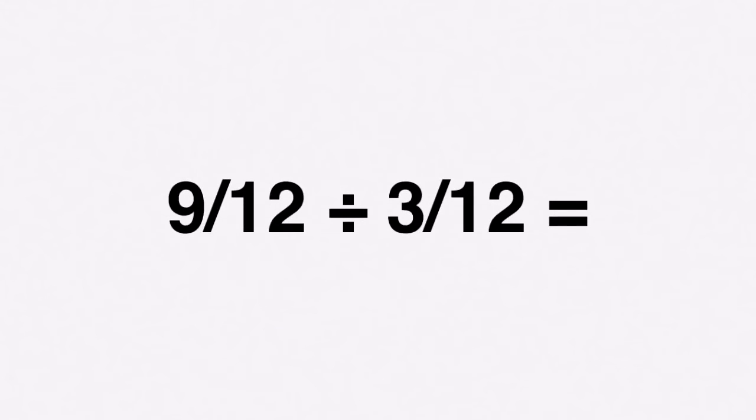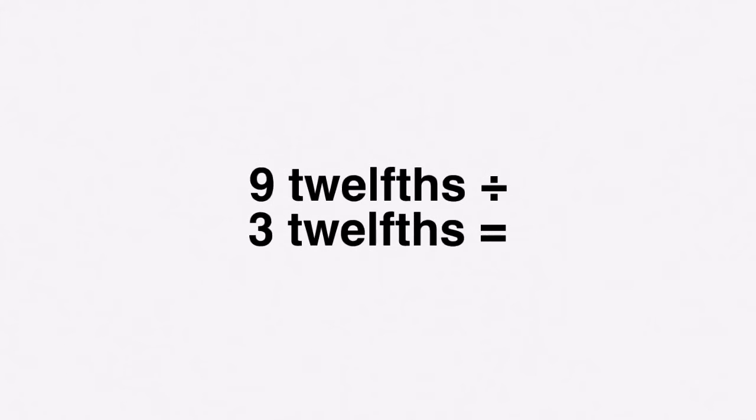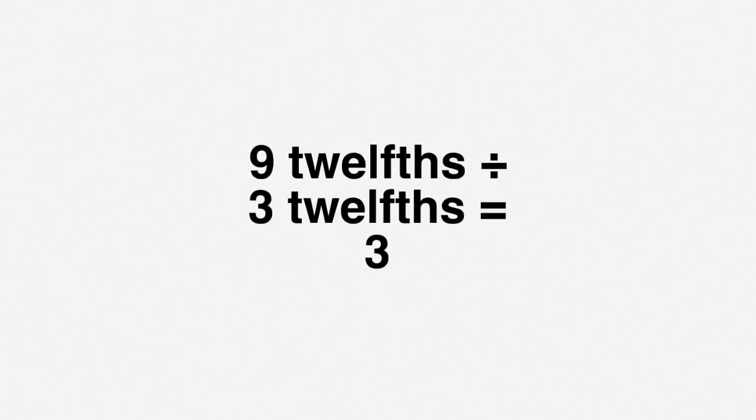Okay, new problem. 9 twelfths divided by 3 twelfths. Of course, written out in unit form would be written like this, 9 twelfths divided by 3 twelfths, which I hope by now that you realize the answer will be 3.